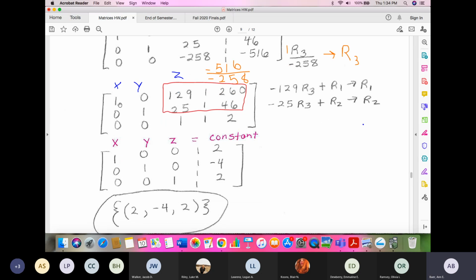How do I know I'm done? I know I'm done here because I've got the structure I like. How do I know whether I need to go any further or not? Because what do we have in our last row? We have 0 x's, which means we have no x's, plus 0 y's, which means we have no y's. We have 1 z, which means we have z, and this means equals right here. So we have z equals 2. So we have found our z.